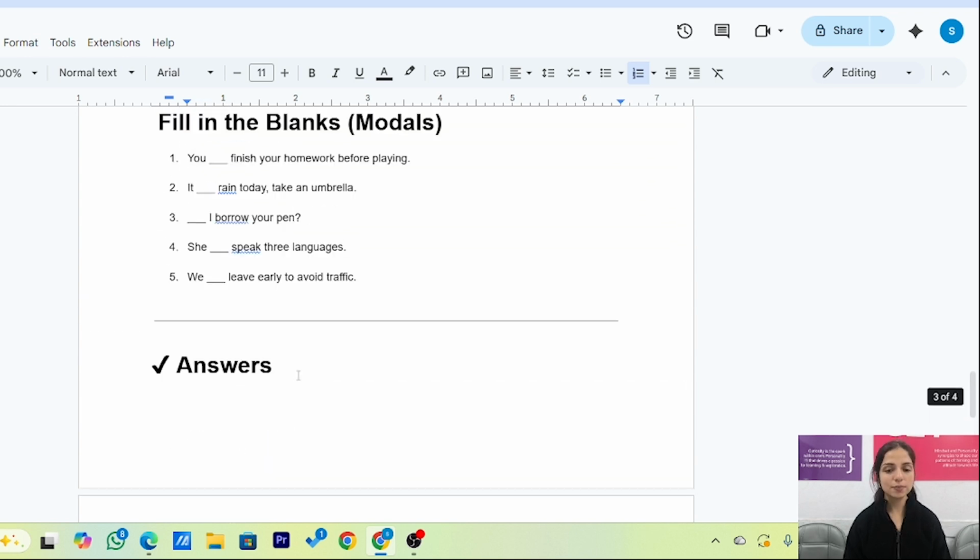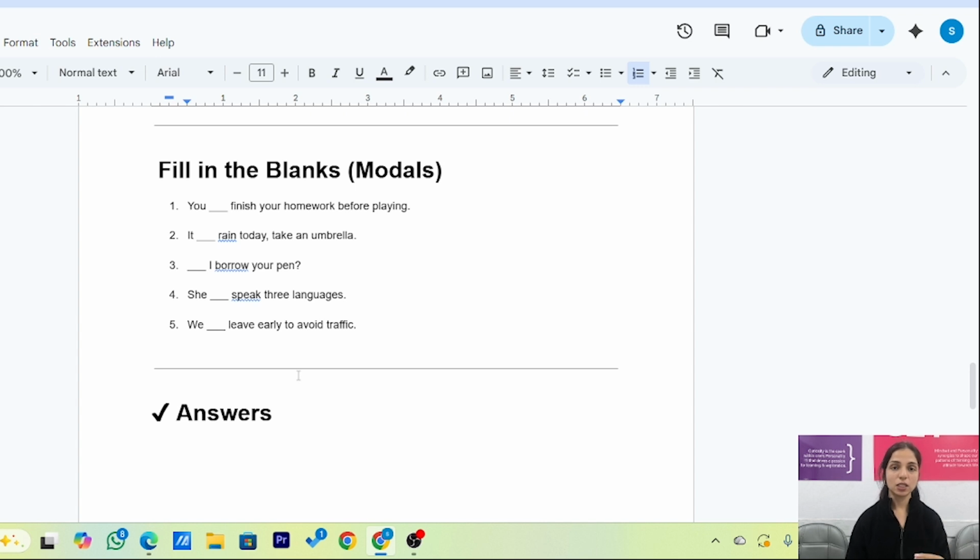So in this way, we can see that the same thing can differ in meaning just by one single word, and that is the modal. So make sure you use modals at the right place so that you translate whatever you want to say in the correct language and in the correct form.